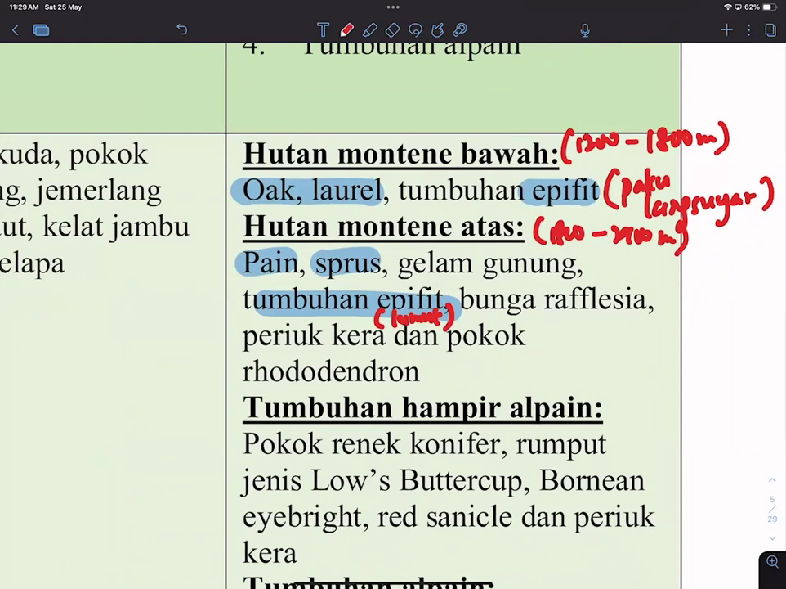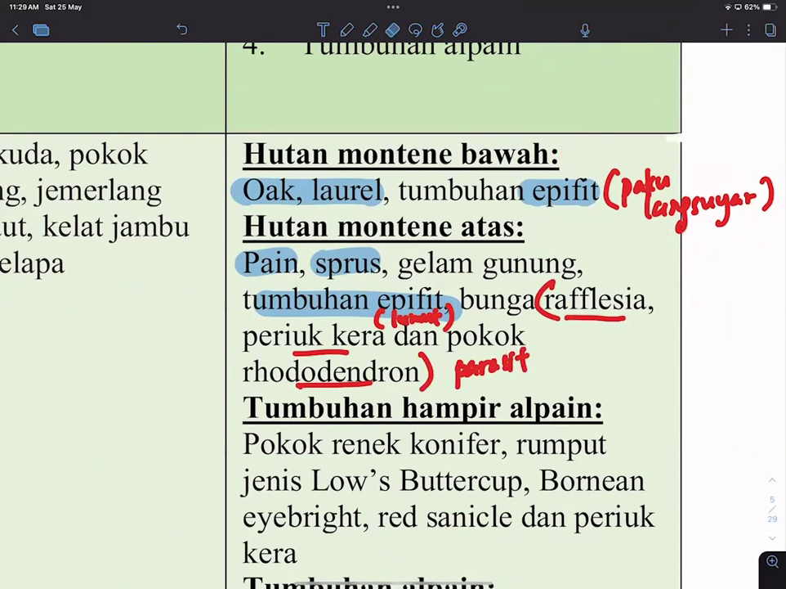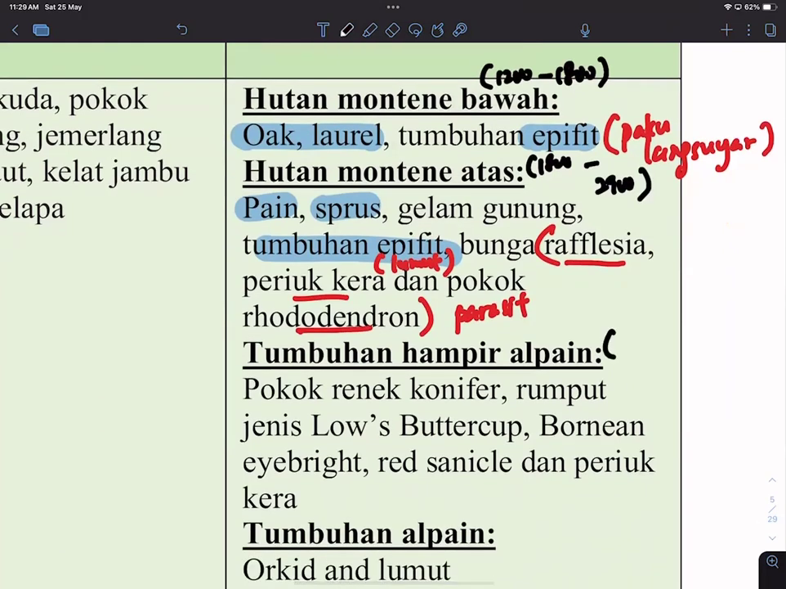So other than the epiphyte, I'm using red color for this reason: Rafflesia, Pericera, and then the rhododendron. These are all known as parasite, right? Sorry for my handwriting. I used black color to show the height because it's quite confusing. So Montane bawah is 1,200 to 1,800. For Montane atas, it is 1,800 to 2,900. It's in meter, guys. It's in meter. For tumbuhan alpine, it is 2,900 to 3,500.